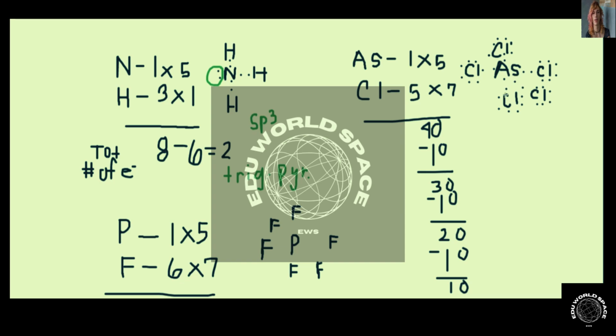Arsenic has 10 electrons. And so from this, we can see that this structure is going to form a trigonal bipyramidal molecular structure. I'm going to just shorten the word, put trig bipyramidal.